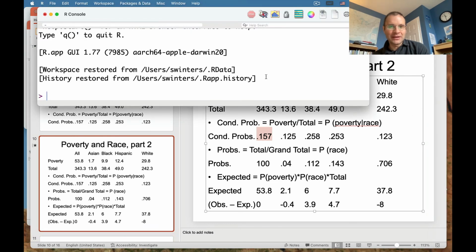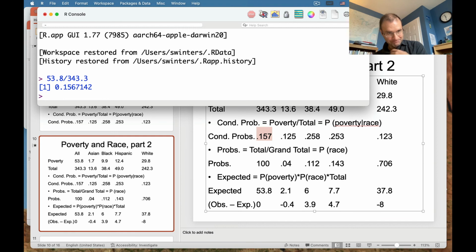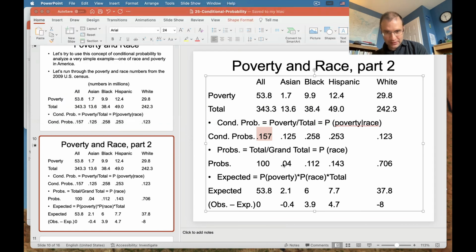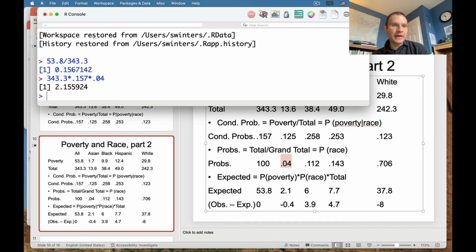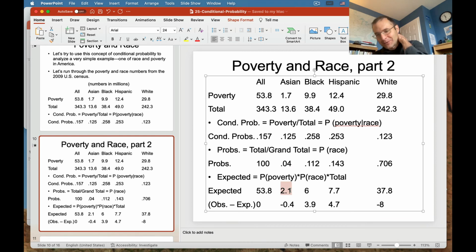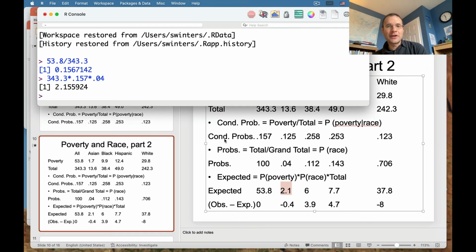Just to show you the way I calculated that, there's 53.8 million people in poverty in the US. Divide that by the overall number, 343.3, and you get a probability of 0.157. So I can take the total number of people in the US, and there's going to be some rounding off here, multiply that by the probability of being in poverty in general, and then also multiply that by the probability of being a particular race. So let's take Asian people here. It's 0.04 probability, multiply that, and we get basically 2.1. There's a little bit of rounding here, so we'll ignore some of the details, but that's where these numbers are coming from.